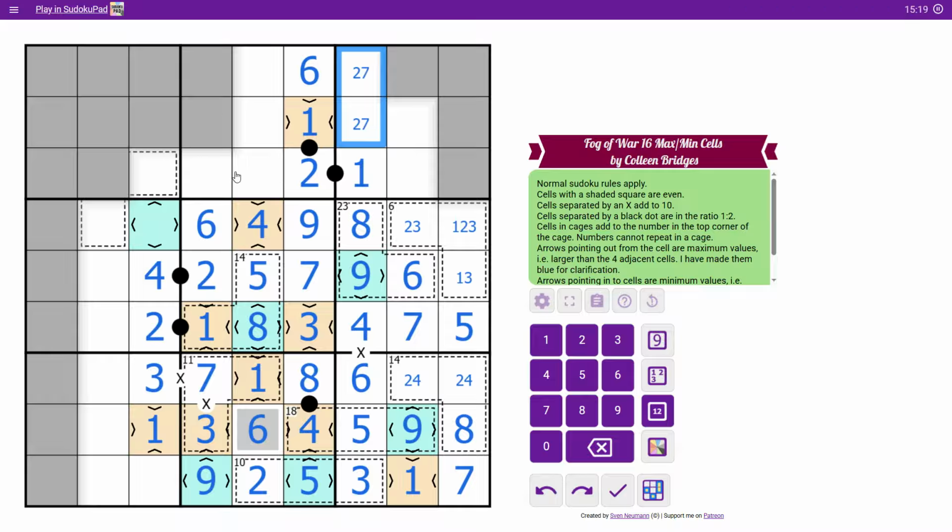Not as much point putting these in yet. We'll see what we can get over here. What's this one got to be? 1, 2, 3, 4. It's got to be bigger than a 6. 8, 9, it's got to be a 7.